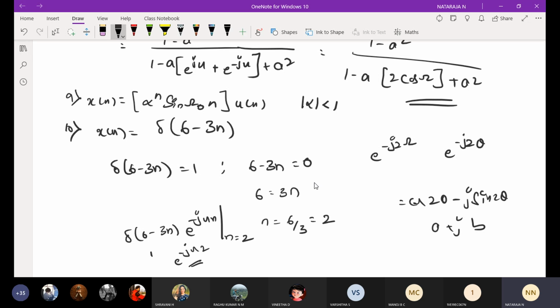You can compare this equation and write it in this form. e power minus j 2 omega will be written as cos of 2 omega minus j sine of 2 omega. This is in the form of a plus jb. You can find the magnitude and phase. Next class I am going to check the sketch of both magnitude as well as phase. You have to show. Okay, got everyone?